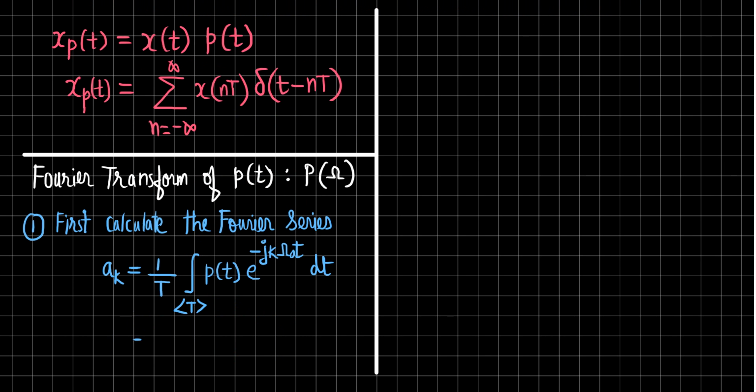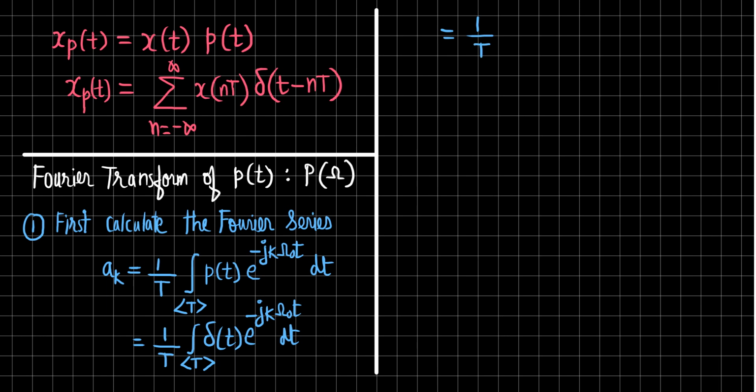So this is going to be equal to 1 upon T, integration over a period, of del of t e power minus jk omega naught t dt. And we know from the property of the impulse function, if any signal is multiplied with an impulse function, it gives you the same impulse scaled by the value of the function being multiplied at t equals 0.